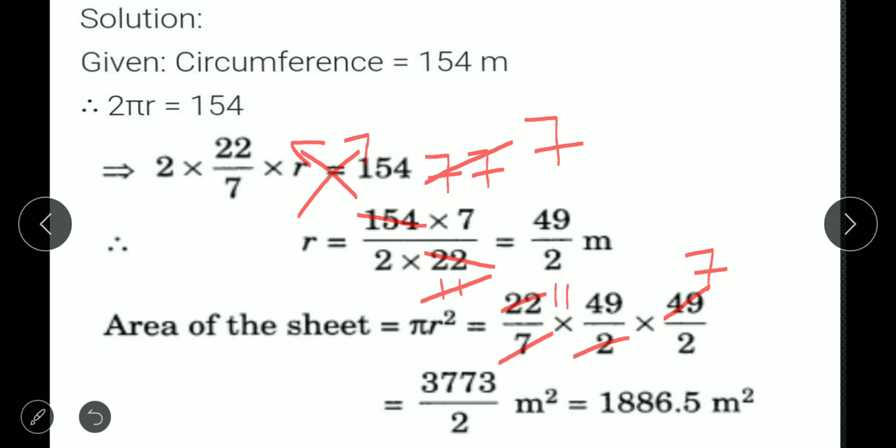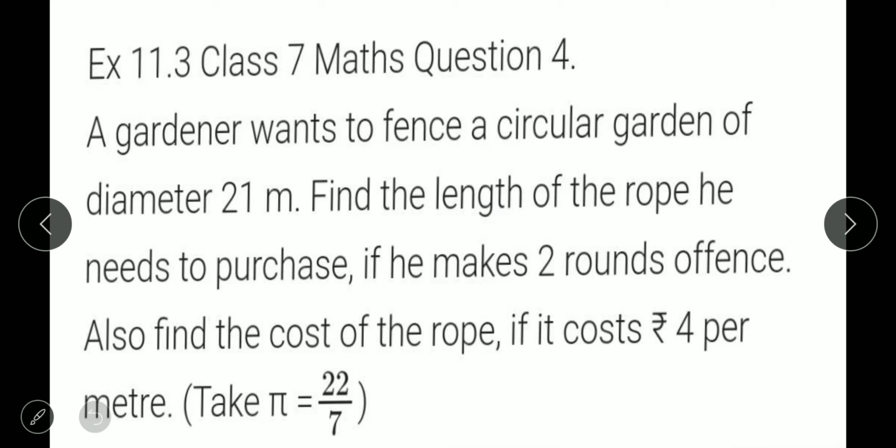So first, just recall the question. They have given the circumference and they are asking us the radius and area. With the help of the circumference value, we found the radius with the formula 2 pi r, and after getting the radius we found the area with the formula pi r square. So here we have completed question number 1, question number 2 and question number 3.